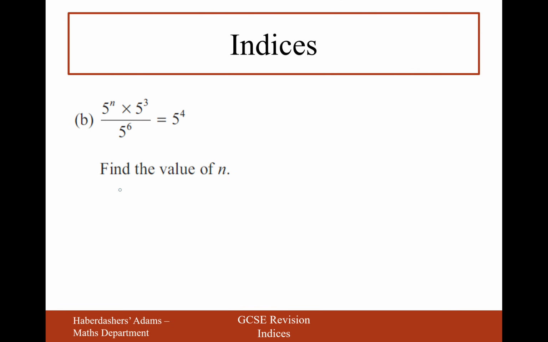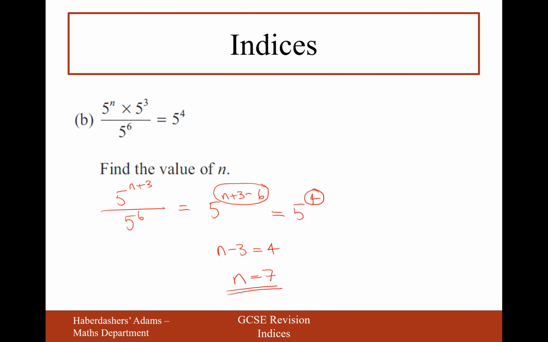Okay, so in this one I'm going to do this one slightly differently. I'm going to add my indices together on the top, and then I'm going to subtract 6 from the numerator, so it's going to be 5 to the n plus 3 minus 6, because you subtract indices when you're dividing, and this is going to equal 5 to the 4. So simplify your indices, so it's going to be n minus 3 equals 4, because the index here should equal the index here, and I've simplified the algebra on the left, so n here is equal to 7. And there we are, that's the answer to this question.